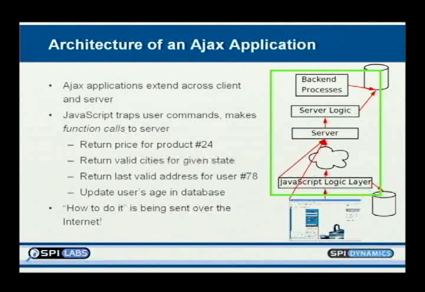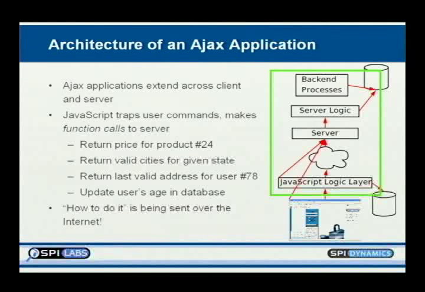All right, so AJAX applications really kind of extend the application to span both the client and the server. You'll see I've drawn this little green line farther down because what we do is, remember, JavaScript is now trapping that input and doing some type of process on it. JavaScript is making an HTTP request to some web service now running on your server because it can make direct connections. So really what it's doing is making function calls in a way. It'll say things like, hey, give me the price for product ID 24.